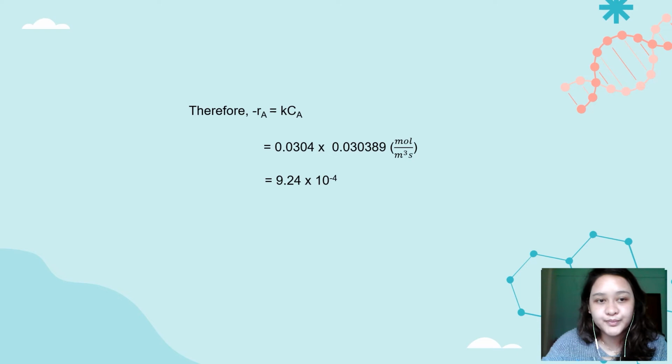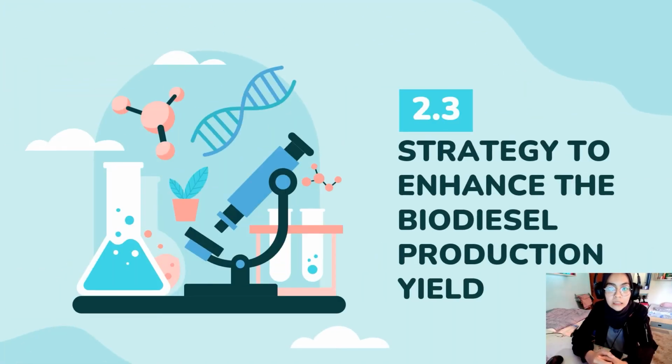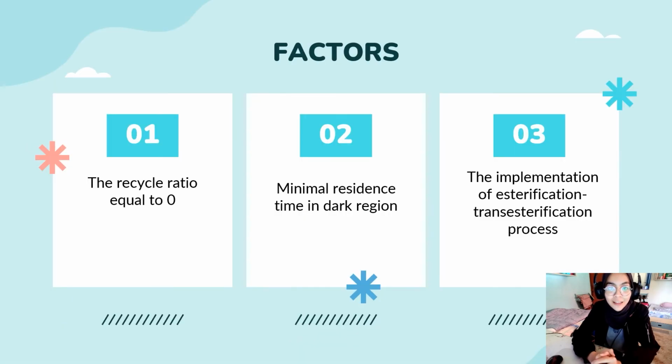Here I will explain the strategy to enhance our biodiesel production yield as well as minimize byproduct formation. There are three factors that need to be considered throughout the PFD. First, the recycle ratio. Second, the minimal residence time. Last but not least is the implementation of the esterification and transesterification process throughout our design.